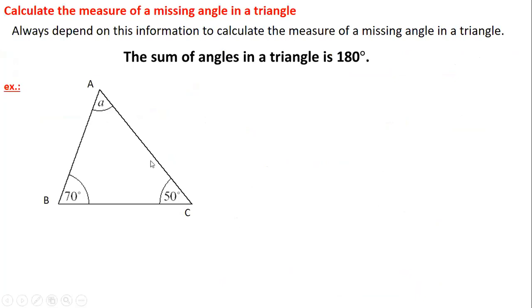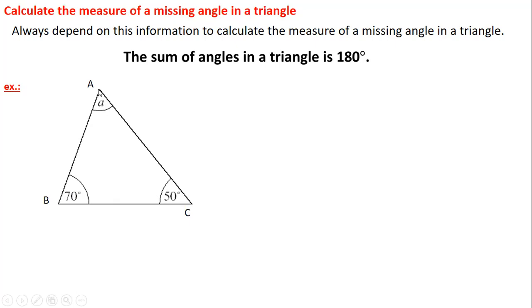Now we will apply through exercises. Calculate the measure of a missing angle in a triangle. What do I mean by missing angle? I will be having a triangle. I will know the measure of 2 of its angles. I will have a missing measure, a measure that I don't know. I should find it. As you can see here, we have a triangle ABC.